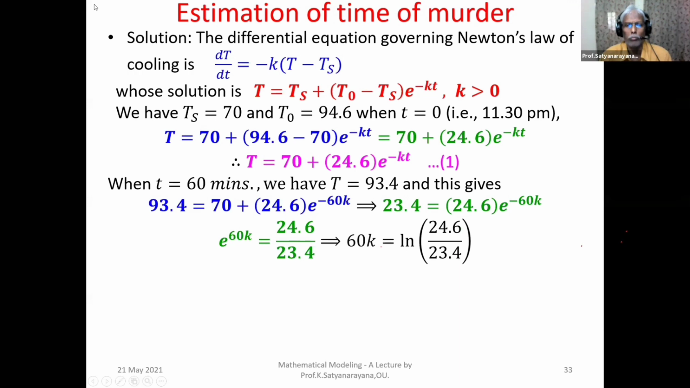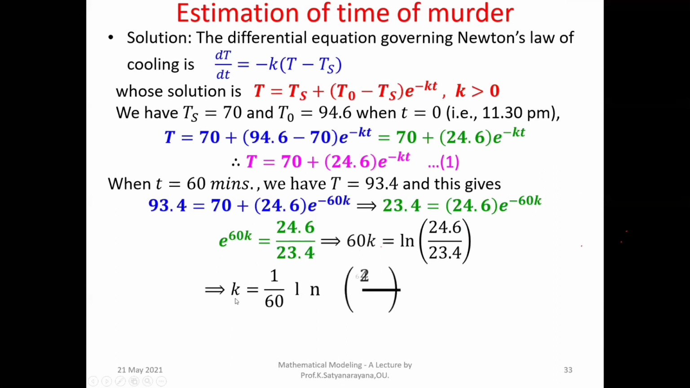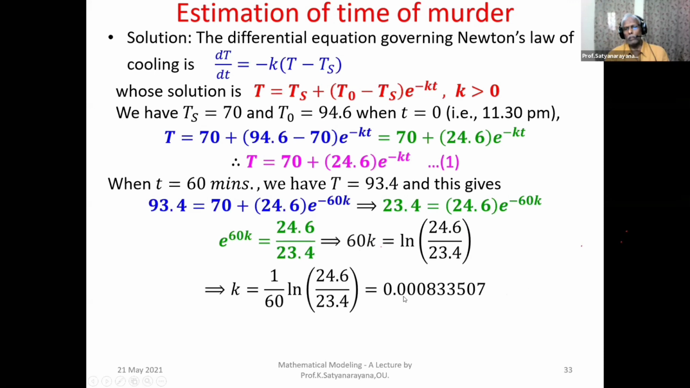What will be the value of k? The value of k will be 1/60 times the logarithm of 24.6 by 23.4. This is the logarithm to the base e. And the value we got is 0.00083507. Please note down this value. This value I'm going to use in the next slide.